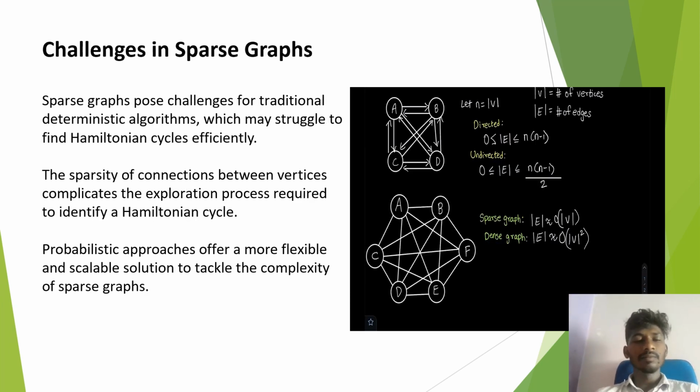Challenges in sparse graphs. Sparse graphs pose challenges for traditional deterministic algorithms, which may struggle to find Hamiltonian cycles efficiently. The sparsity of connections between vertices complicates the exploration process required to identify a Hamiltonian cycle. Probabilistic approaches offer a more flexible and scalable solution to tackle the complexity of sparse graphs. In the above diagram, you can see the challenges in sparse graphs, when it is directed and when it is undirected.